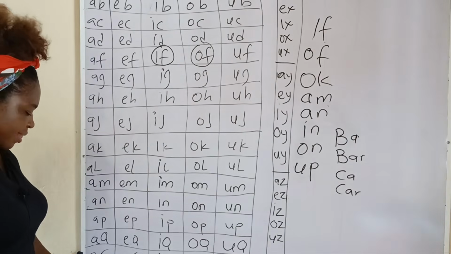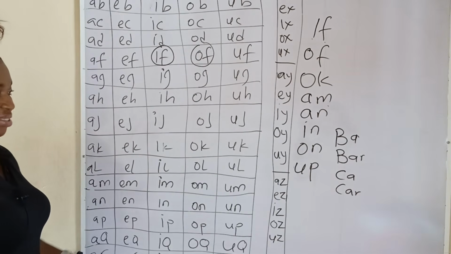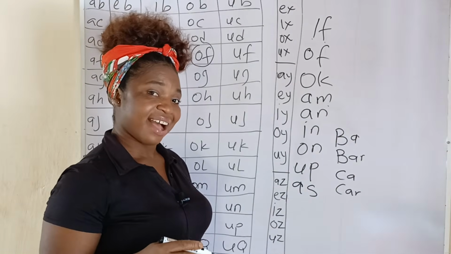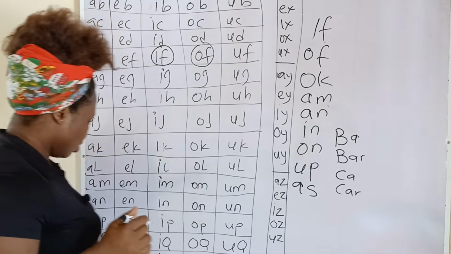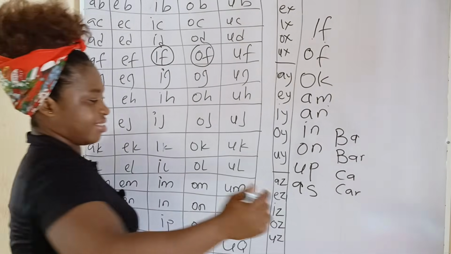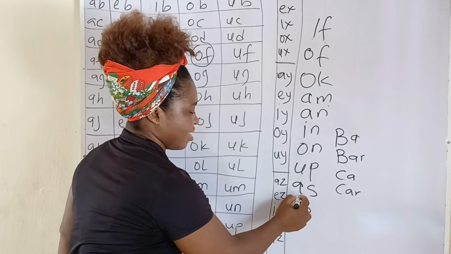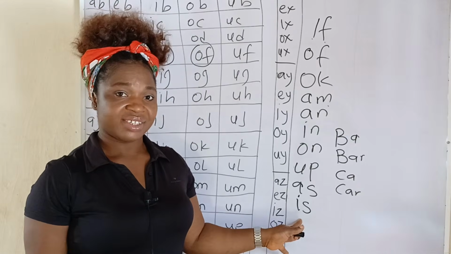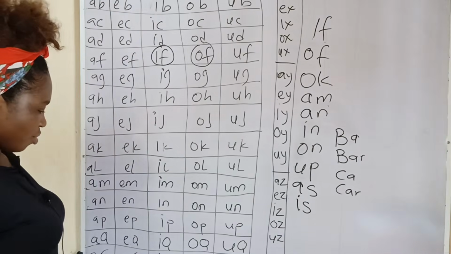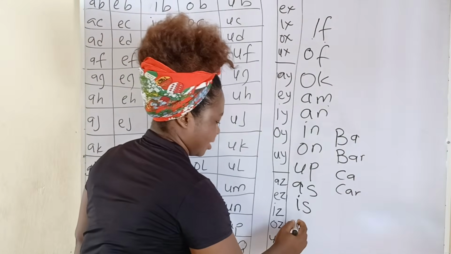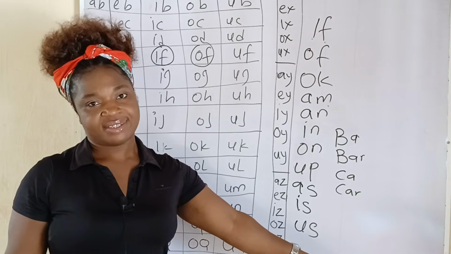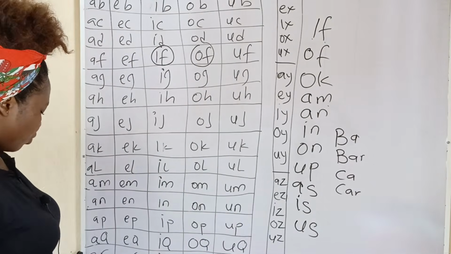Let's move on. Now to S, we have as, and not is, as. So we move on. Do we have any other? We have is. This is is and not ice, is. Okay, all right. Now we move on. We have us and not use. This is us. Okay, we move to T.